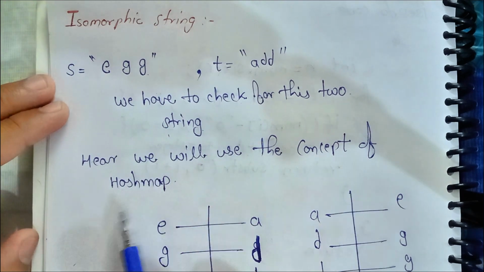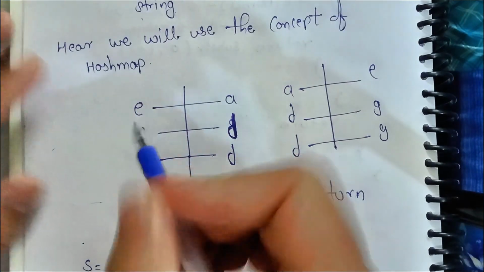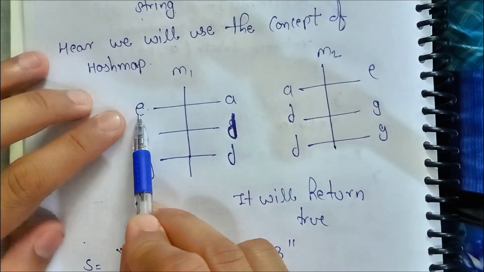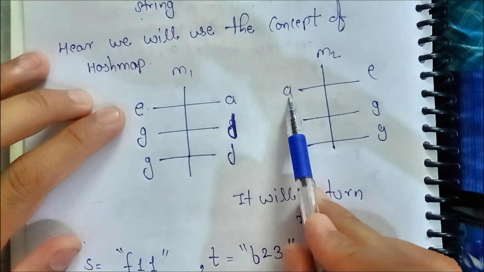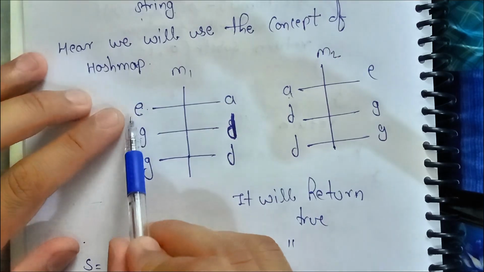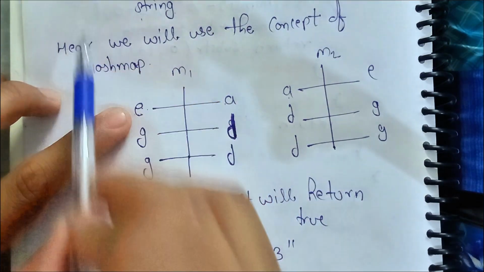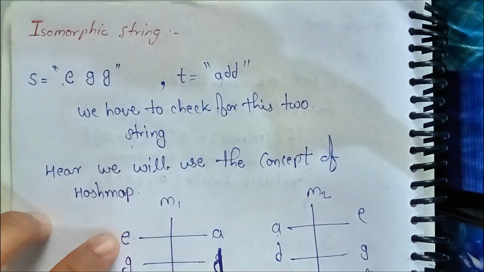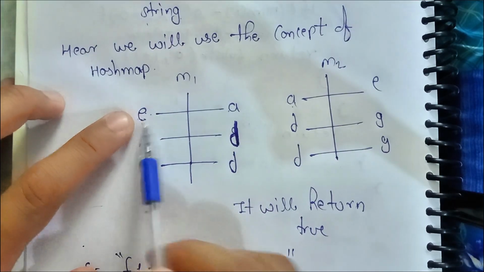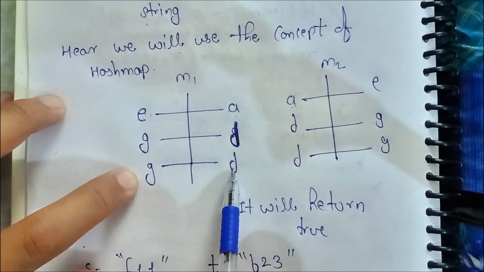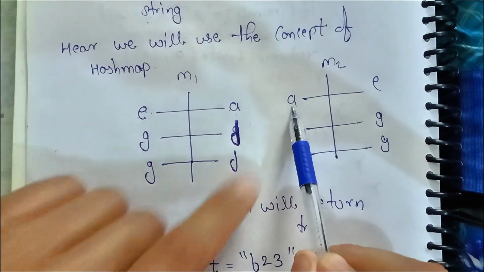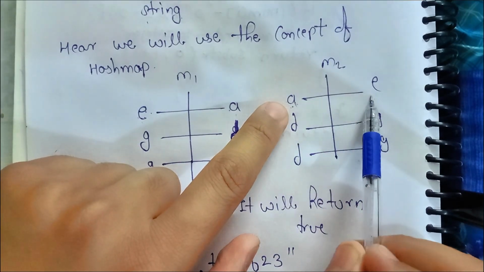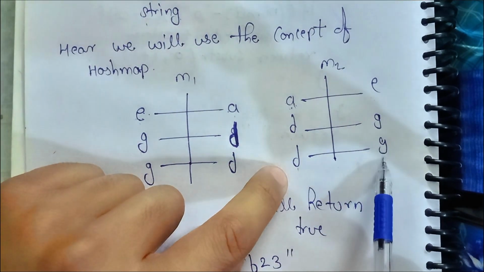Here we will use the concept of a hash map. Means we will create two maps, M1 and M2. In M1, on this side we will write the characters of S, and here we will write the characters of T. First we will assign E with A, then G with D, and G with D. Then in M2 we will assign the characters of T to S: A is assigned with E, D is assigned with G, D is assigned with G.